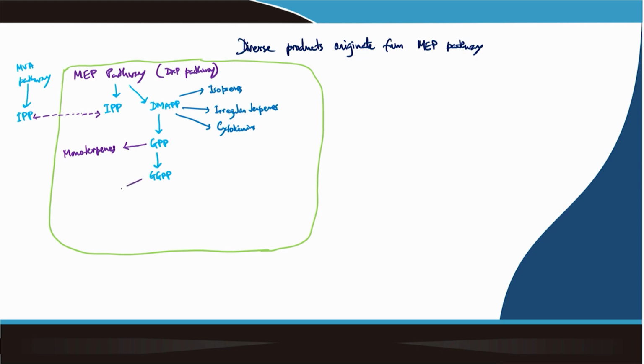GGPP contributes towards the formation of carotenoids, and GGPP also contributes towards the formation of phytol, and this phytol takes part in the synthesis of chlorophyll, tocopherol, and phylloquinone.